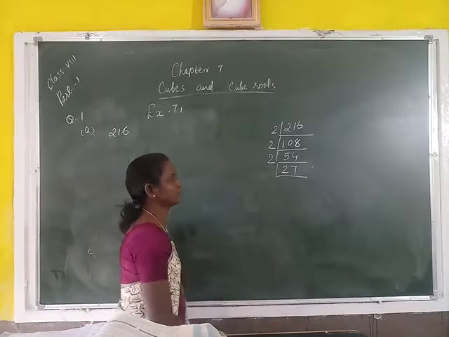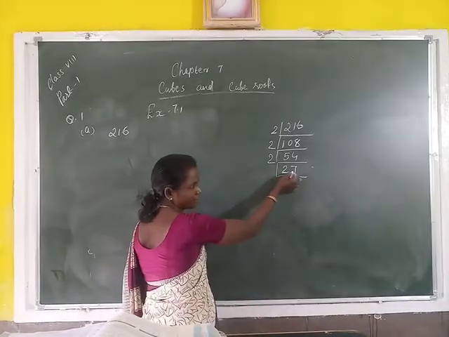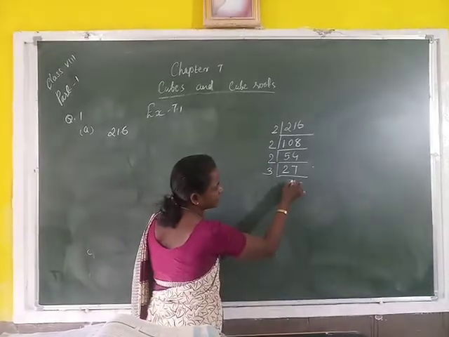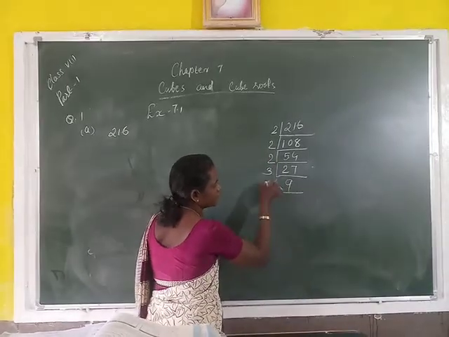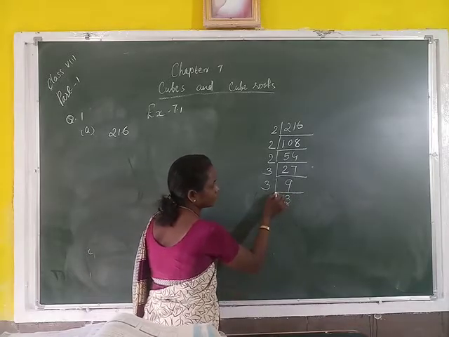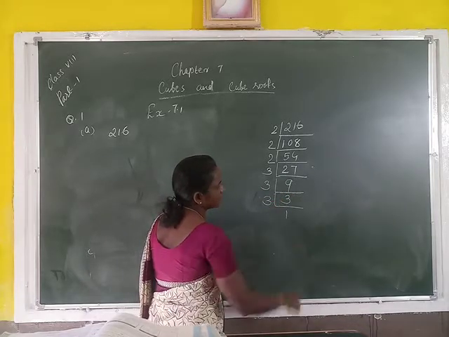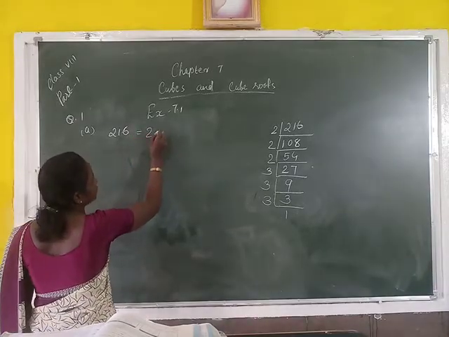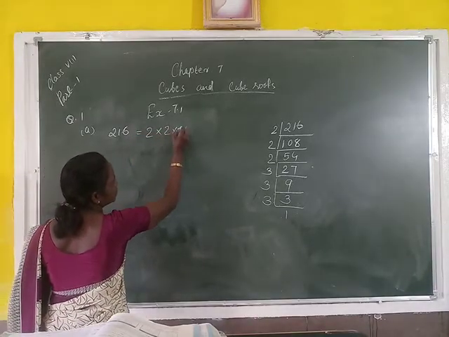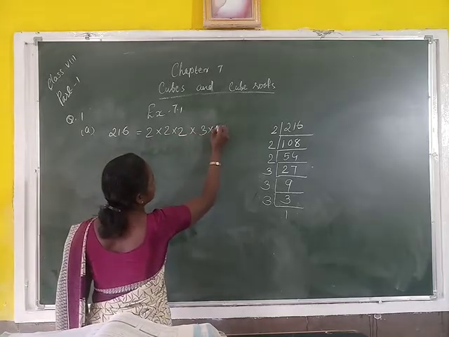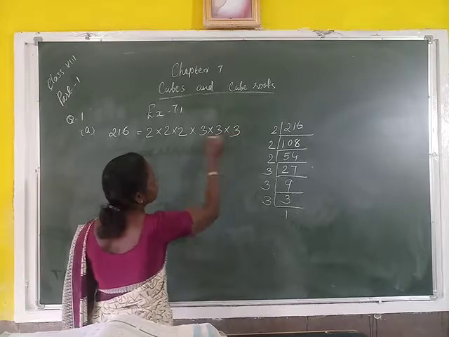27 is again divided by 2? No. So the next number, which number? 27 divided by 3. So we can take 3. 27 divided by 3 is 9. This 9 is again divided by 3. Then this 216 we can write as 2 into 2 into 2 into 3 into 3 into 3.